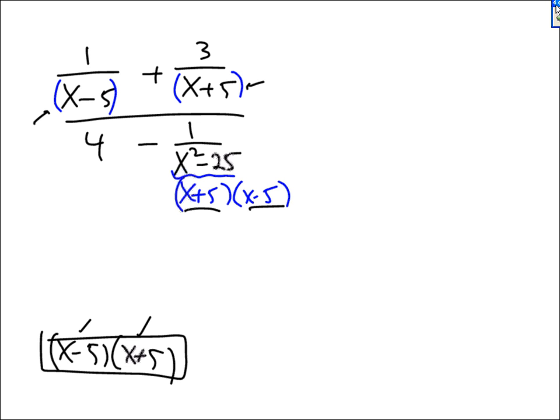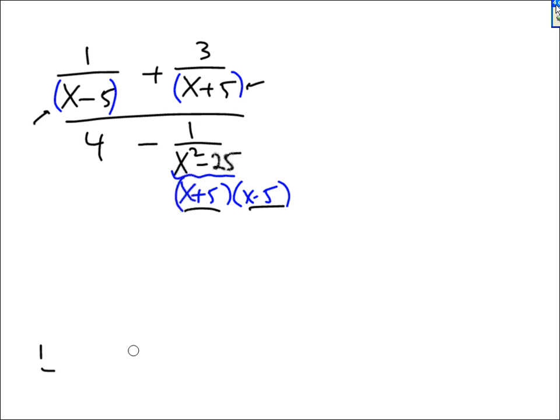You are going to multiply each and every term by x minus 5 times x plus 5. And since you do it to the top and the bottom, I didn't mention this. Since you're doing it to the top and the bottom, then you're really only multiplying by 1.